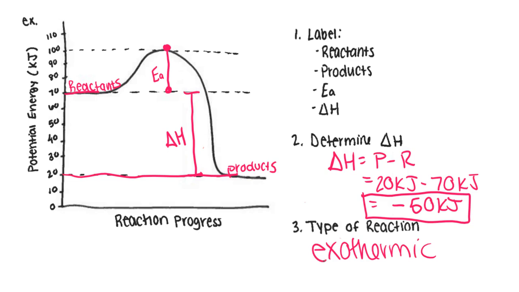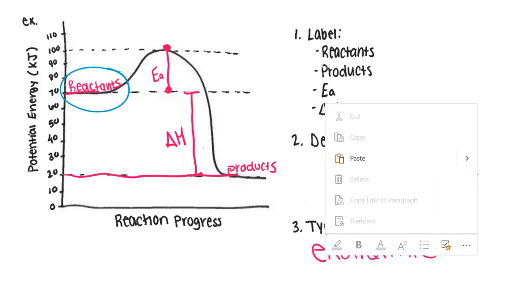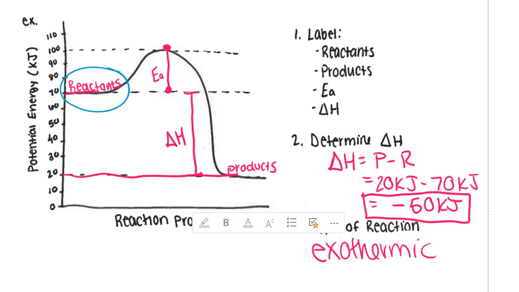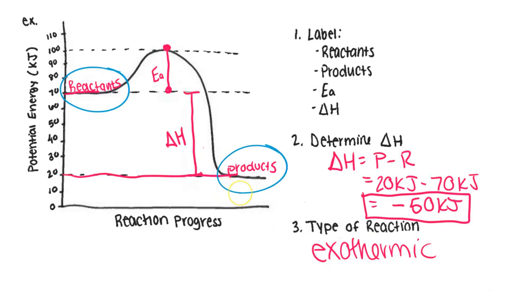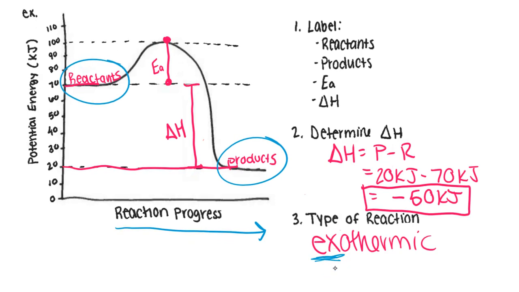The other way we can tell it's exothermic is because it is losing energy. The reactants start with more energy. As the reaction progresses, we lose energy. So since we lose energy as the reaction progresses, energy is exiting the system. If energy is exiting the system, it's an exothermic reaction.